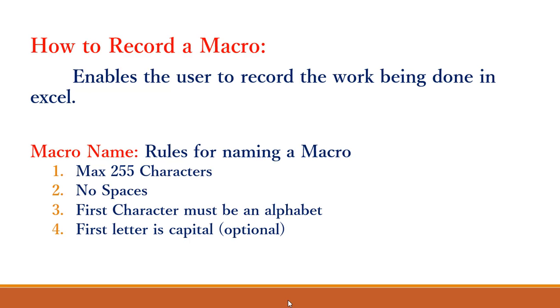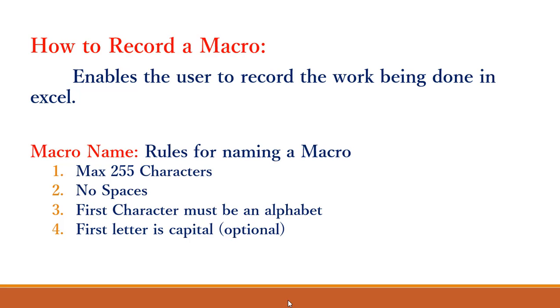Another option in the Code group is Record Macro. It enables the user to record the work being done in Excel. Whatever kind of work we do in Excel, everything you can record, and behind that, VBA code will be generated. By using that VBA code, you can execute the work again and again, as many times as you require and whenever you want.